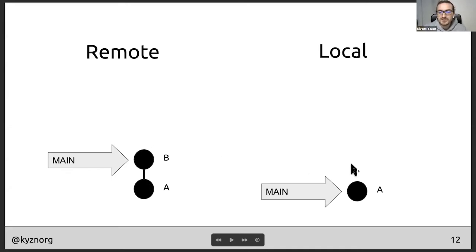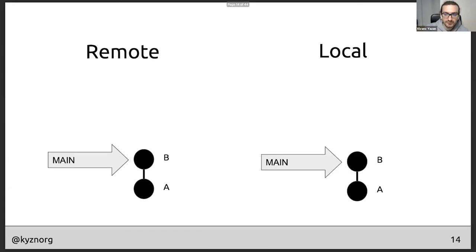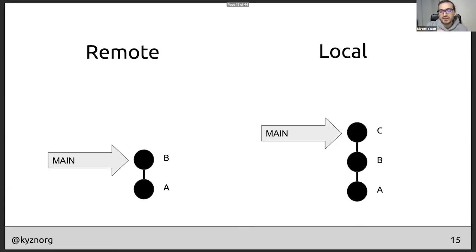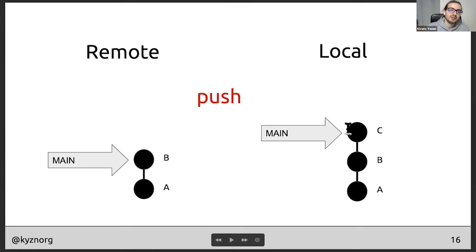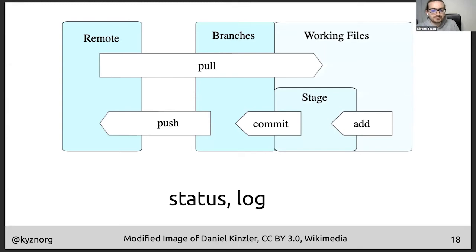So I want to make these even. I want to have the change that is in remote appear in my local machine. And what I do is I run git pull. That means pull changes from remote, and that makes them even. And if it was the other way around, meaning I had an extra commit in my local copy, I would be able to make remote and local even with git push. So if I run git push, it pushes this commit C back to remote.